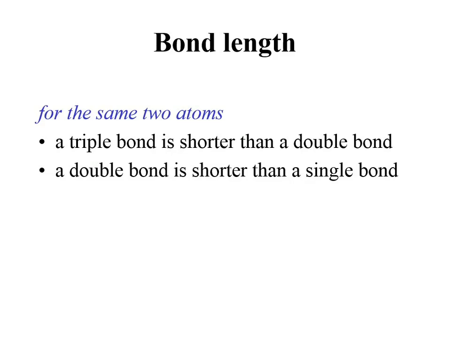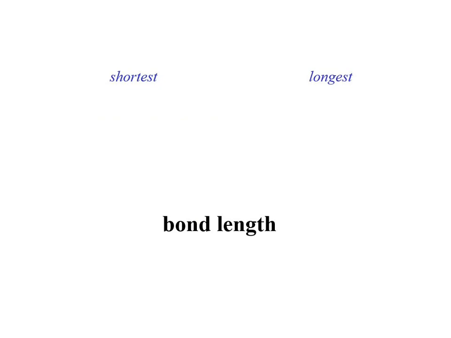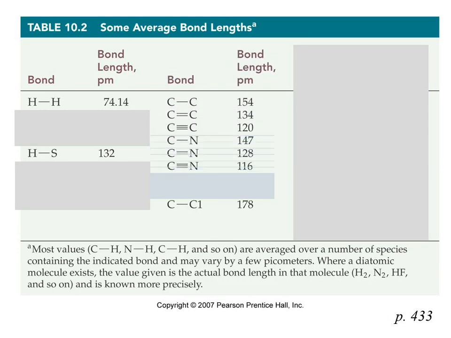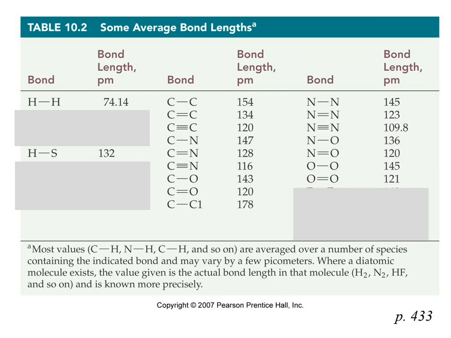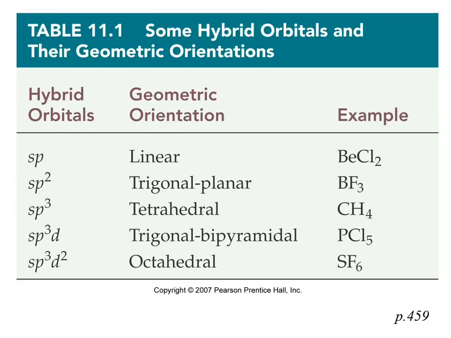Now bond length, which I mentioned yesterday. The triple bond is the shortest option as long as you're comparing the same 2 atoms. A double bond is shorter than a single bond. If you have the same type of bond, single, double, or triple, as the size of the atom increases, so does the bond length. We talked about atomic size earlier. So it's short for the triple bond and longer for the single bond. Again, comparing apples to apples. I think you should be fine there.